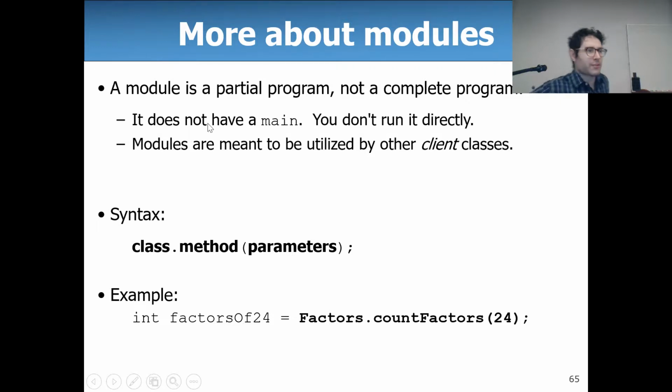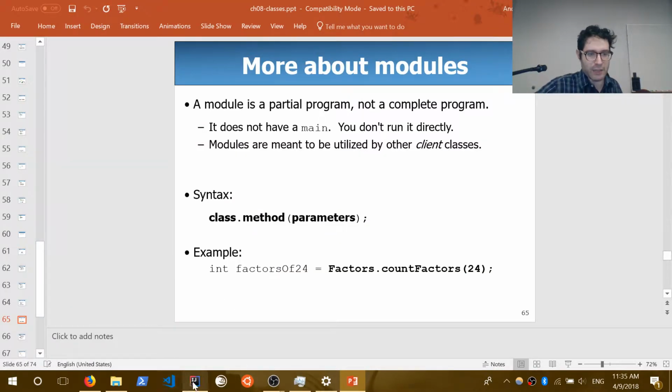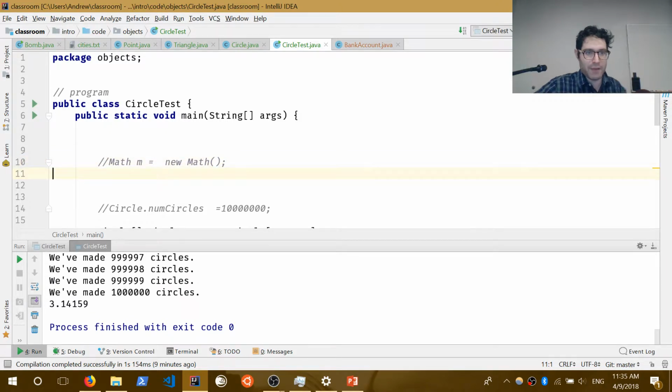So modules, right? The big thing to note about Math is that it's not a complete program. You don't run Math. It doesn't have a main. You use it in another program. And the way you run a module is that you do the name of the class, dot the method, and then whatever parameters it needs. And we've been doing this. If this sounds complicated, don't worry. You've been doing it the entire time, right?